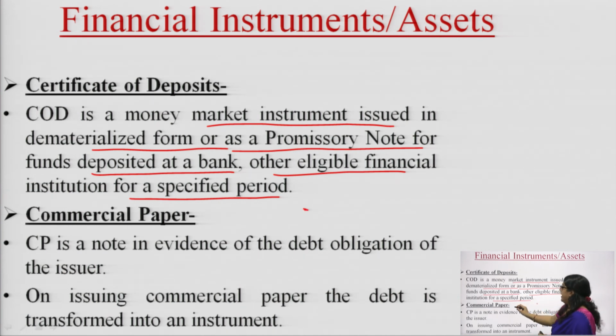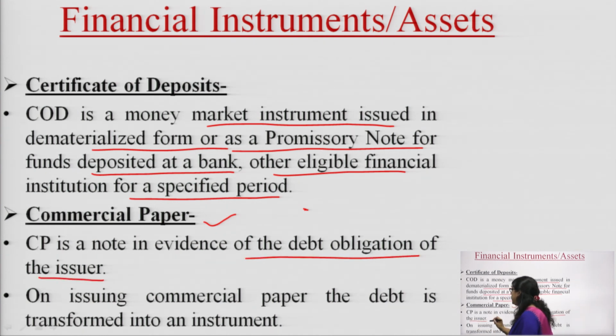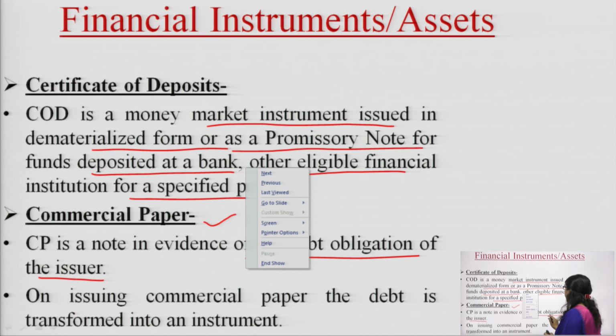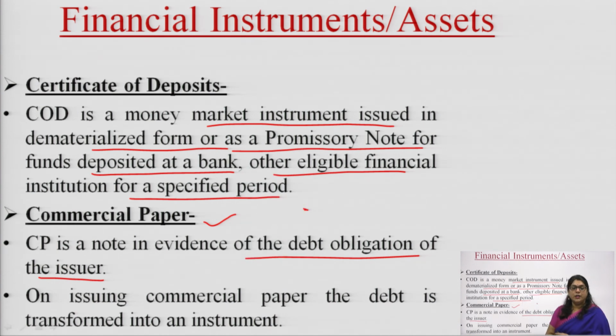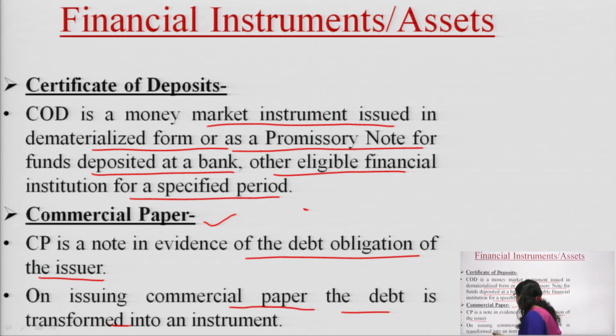Next, coming to the commercial paper. What is the commercial paper? This commercial paper is a evidence of the debt obligation to the issuer. This is a proof that you are taking the debt and you will be returning it to the issuer. So, on issuing commercial paper, the debt is transformed into the instrument. When you issue this commercial paper to any party, the debt is transferred to that party, and by this you can take advantage of short term funding.